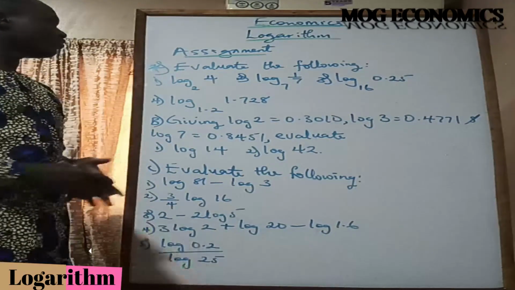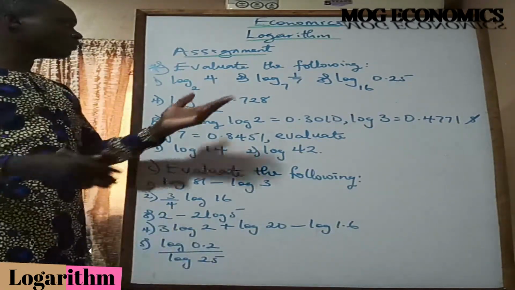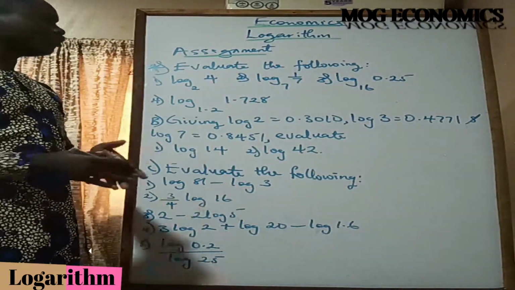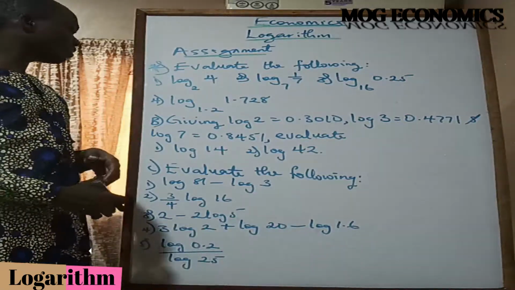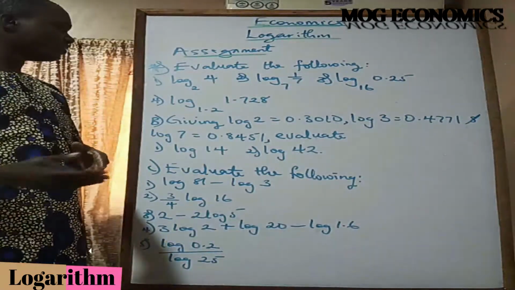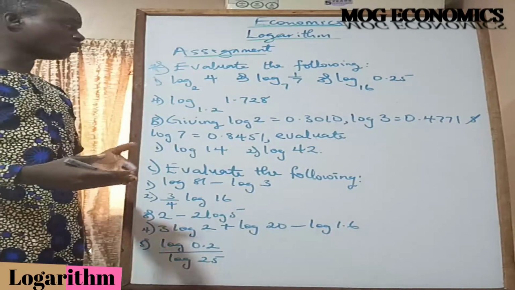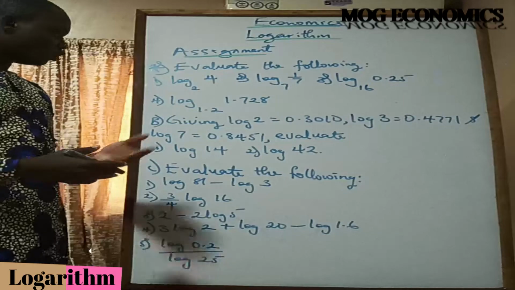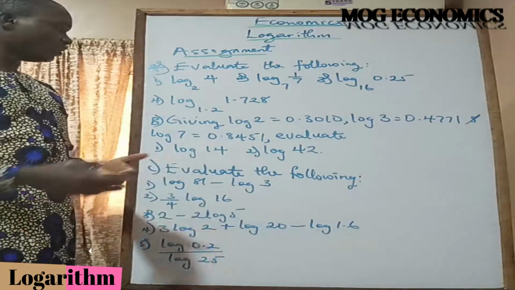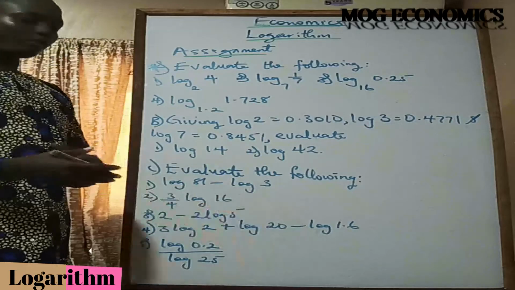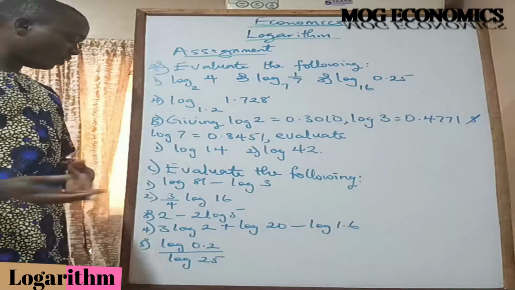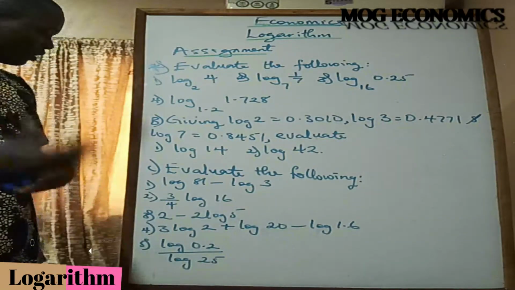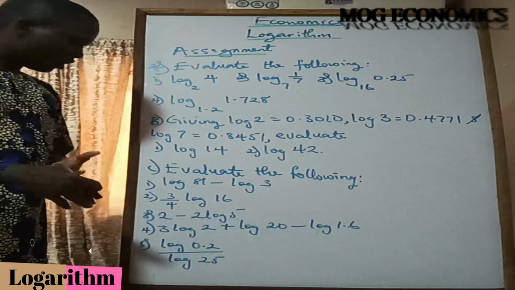So section A, evaluate the following: log base 2 of 4, log base 7 of 1 over 7, log base 16 of 0.25, then number 4, log base 1.2 of 1.728. When you're done with all of those, you move to giving log 2 equals 0.3010, log 3 as given, then calculate log 7, log 14. You'll be given log 7, so find log 14, log 42. Therefore, C, evaluate the following: log 81 minus log 3, 3 over 4 log 16, 2 minus 2 log 5, 3 log 2, and log 0.2 divided by 0.5.